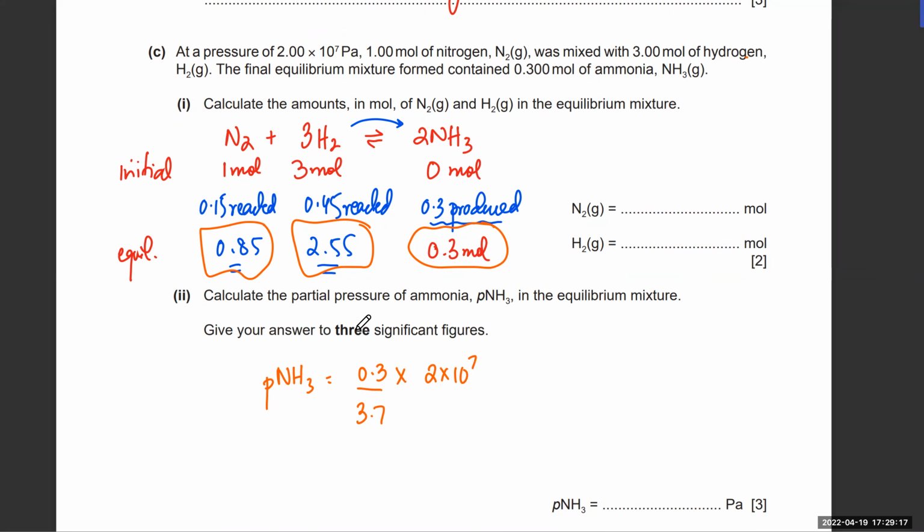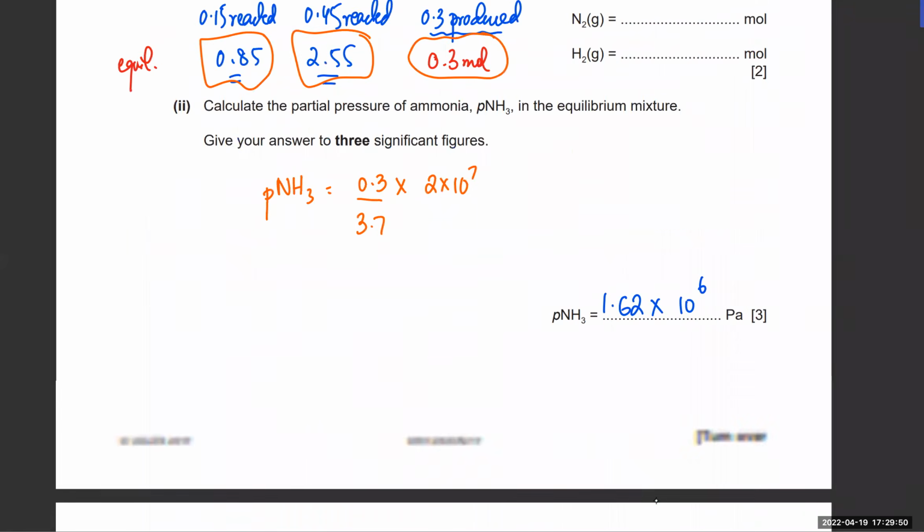Here they've written it. Kiara, what's the partial pressure? 1.62 times 10 to the power 6, times 10 power 6 pascals.